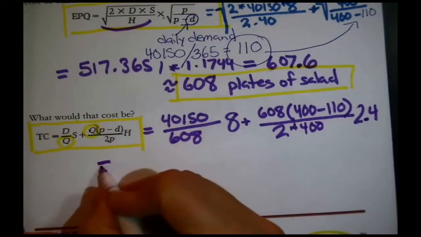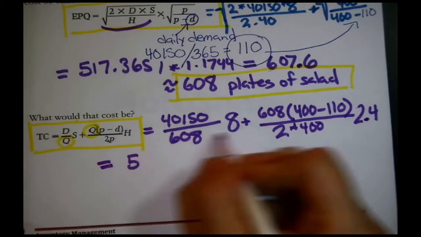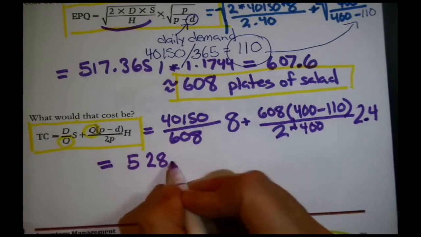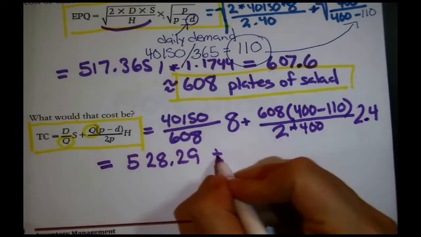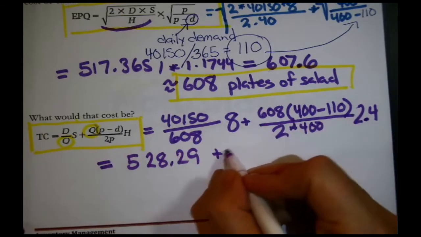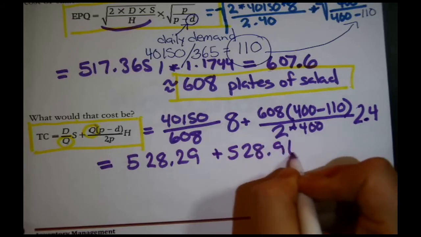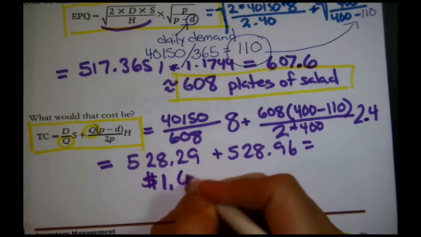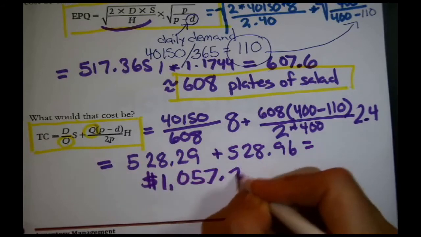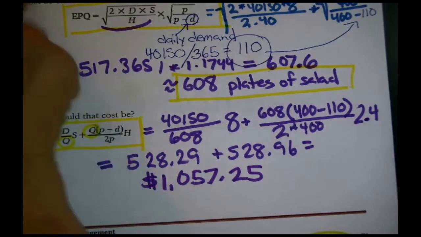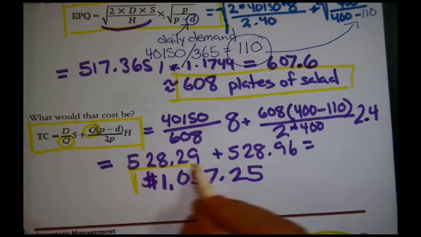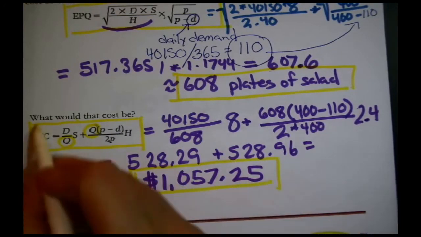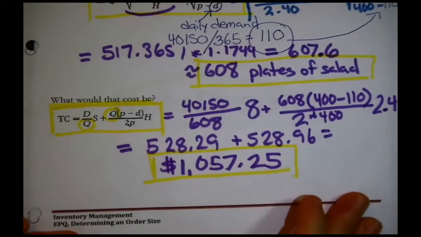So I did all that, and I got, over here, this half, 528.29 some odd, and over here, this half, I got 528.96 some odd, meaning that, well, yeah, you add them together, we're talking about their combined cost. The minimized total cost of salad assembly at Adventure Center's Central Kitchen would be $1,057 and about 25 cents.